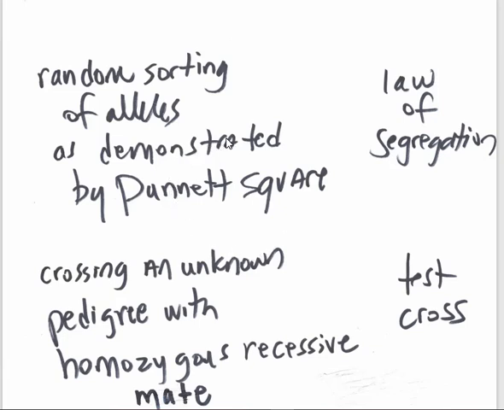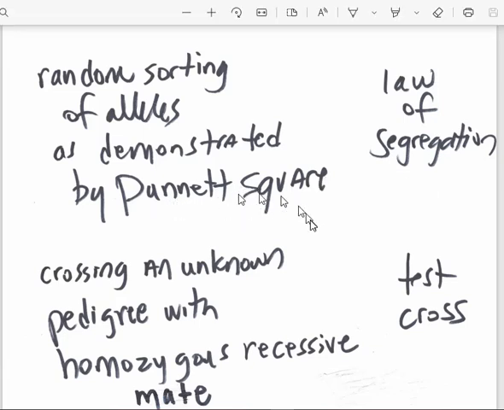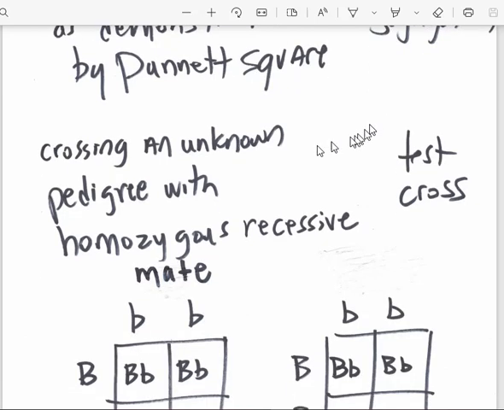The random sorting of alleles as demonstrated by the Punnett square is called this. You could make the case that this law occurs during meiosis and that the Punnett square just shows the possible combinations of the results of this, perhaps.